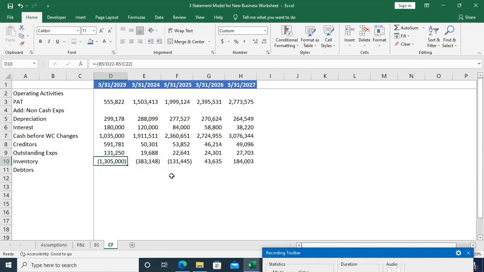Same formula applicable for the debtors. What did I do in the formula? Let me just show you once again. I just pressed equal to, I put a minus sign. Why minus sign? Because if the current asset is going up, it is a negative thing, because it is a cash outflow for me. So this is why I'm putting a negative sign.